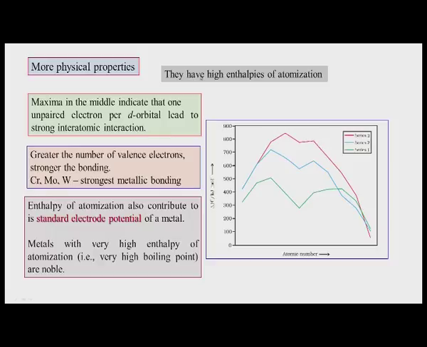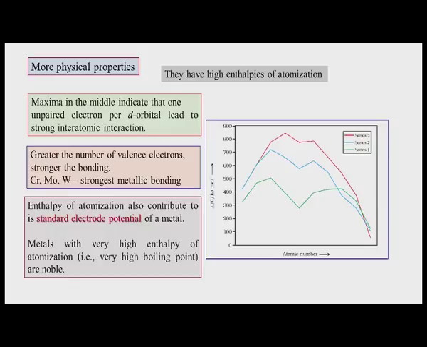So, already we have seen that if you have a very high enthalpy of atomization, that high enthalpy of atomization does contribute to the melting point. So, metals with high enthalpy of atomization also have a very high boiling point, and are noble also. Noble means that they are not very reactive. So, noble metals, we all know that gold is a noble metal, platinum is a noble metal. So, all these metallic states have basically a different amount of this atomization.